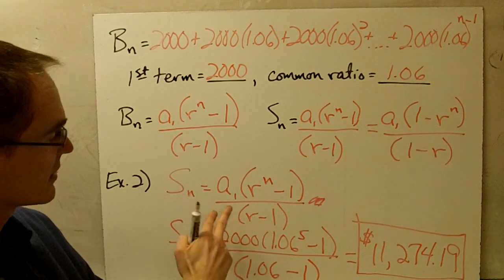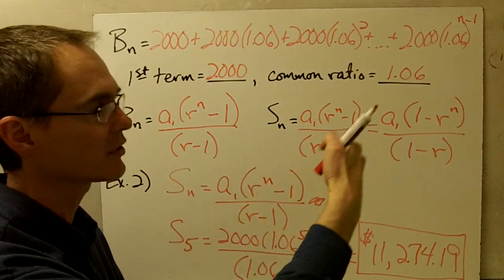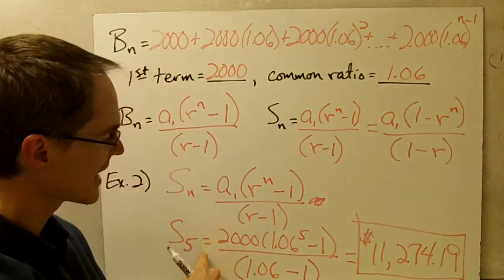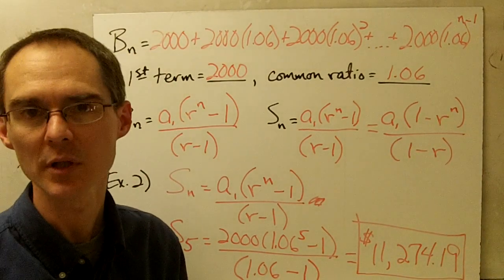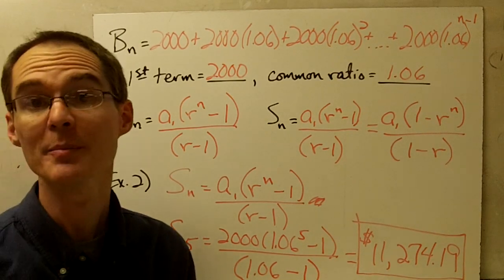And notice, obviously, the appeal to this is that I can get this number without having to calculate all of those additional terms. That is, I've got an explicit formula for calculating the sum of some number of terms of a geometric series.